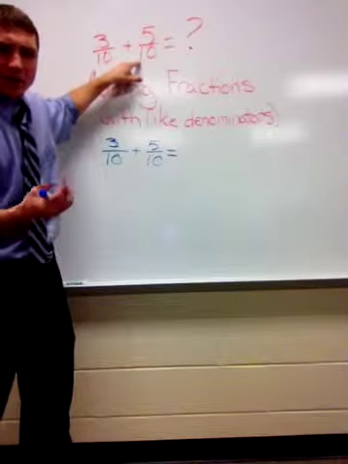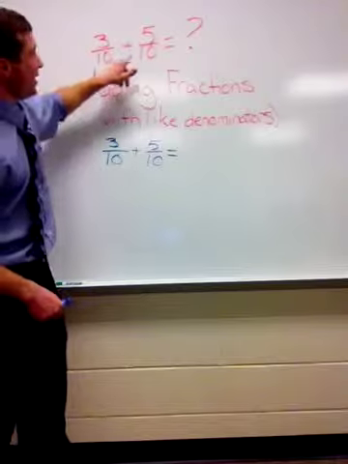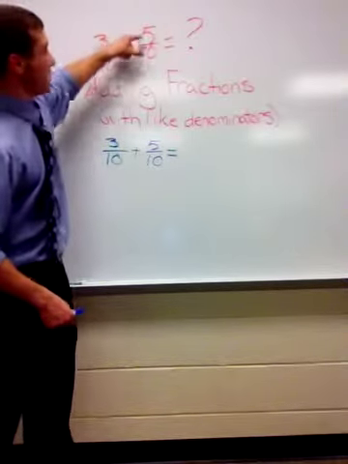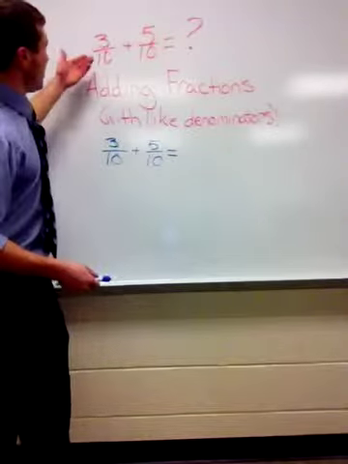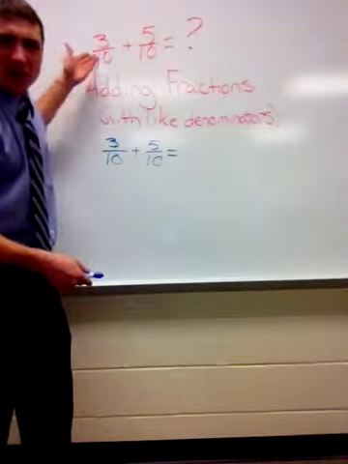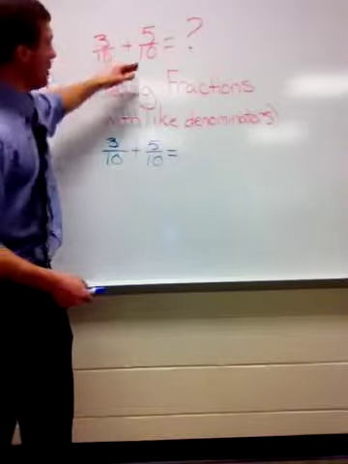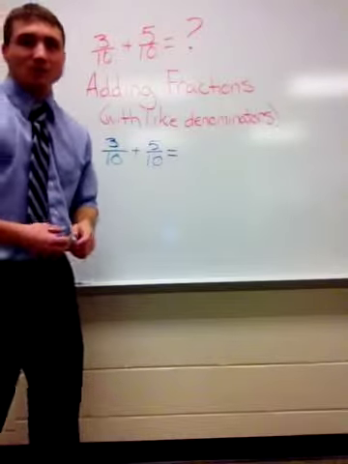So each problem is talking about something that's divided into 10 equal pieces. This one has 3 out of 10, and this one has 5 out of 10. When we add them together, if you imagine a pie or a pizza cut into 10 slices, and we have 3 left over, and someone else has 5 left over, how many do we have all together?